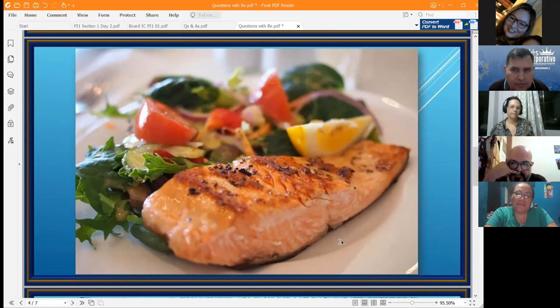What is it? What's this? Is it a chicken? It's a fish, right? That's correct. By the color, it's salmon. Yes, salmon is by the color. Okay. Very good. What other question can you ask?